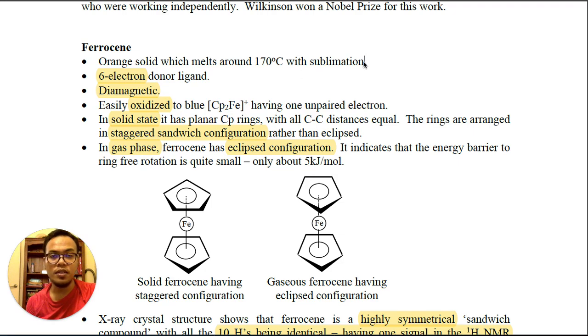Can you tell me what sublimation means? What do you understand about sublimation? I'm sure if you have taken general chemistry, you have learned this. And it has 6 electrons from the ligand, as we have discussed earlier. It is diamagnetic. Can you tell me what diamagnetic is, based on your understanding? It is easily oxidized to blue, positively charged, having one unpaired electron. Easily oxidized to one unpaired electron means that before it is oxidized, it must not have any unpaired electrons.